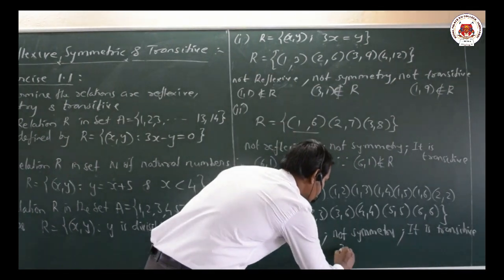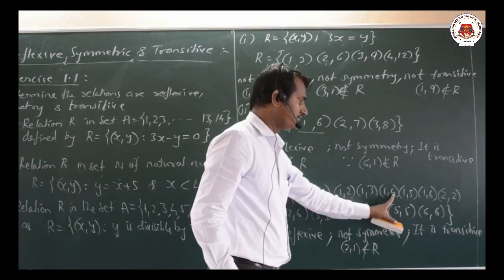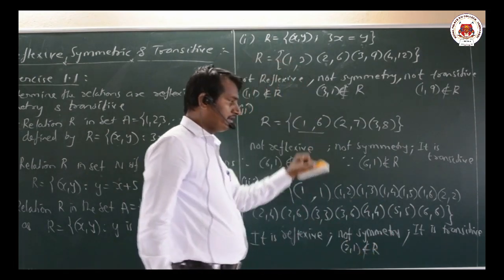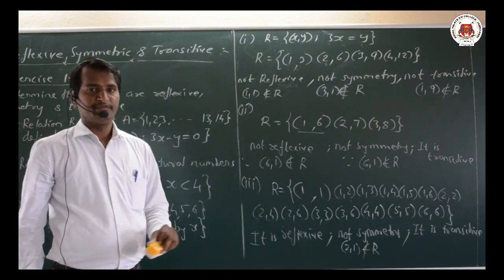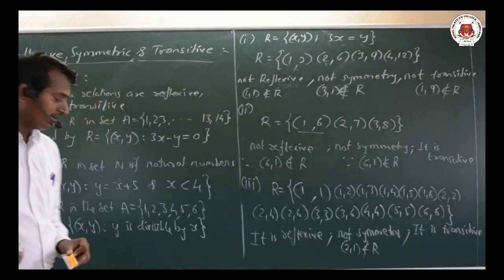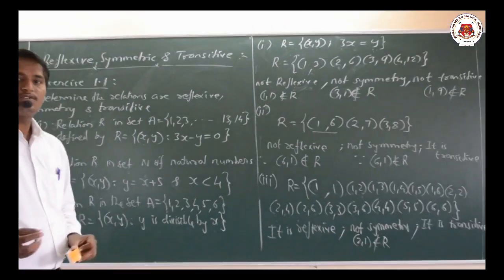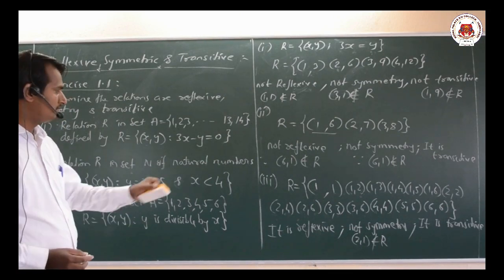So what is the reason for not symmetric? Because 2 comma 1 does not belong to R, or 3 comma 1, 4 comma 1 do not belong to R. Okay dear friends, it was a very simple example related to reflexive, symmetric and transitive. In the next class we shall start the remaining problems related to reflexive, symmetric and transitive. Dear friends, please pause the video to note it down.